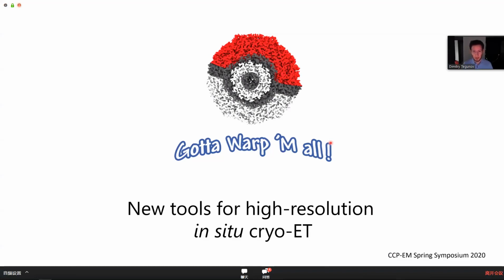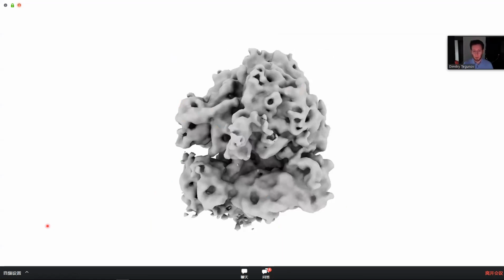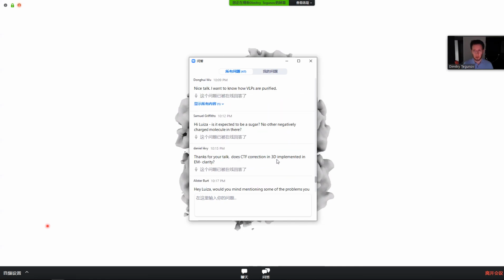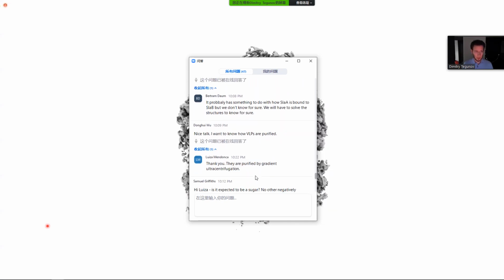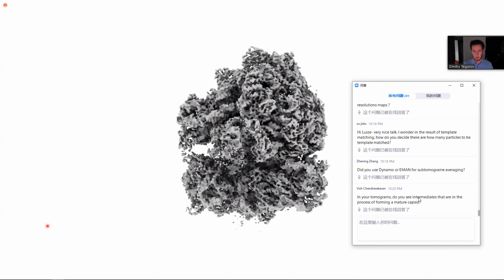So since you're all here, I would like to tell you about a new piece of software called M. Now, the problem that M addresses is that when we try to get high-resolution structures from in situ tilt series data, more often than not, they look like this. But as we know from in vitro samples, they can look at least as good as this, and quite often even much better. So what is the problem with getting high resolution out of in situ tilt series data?